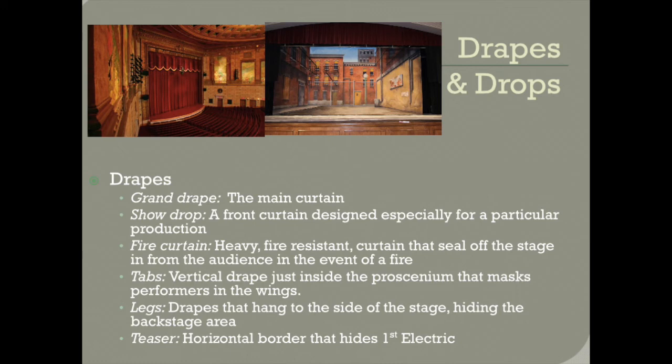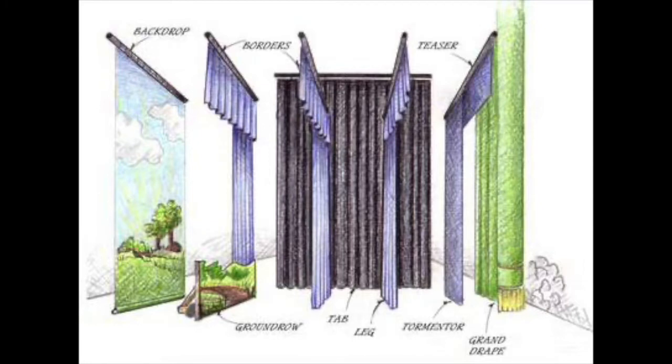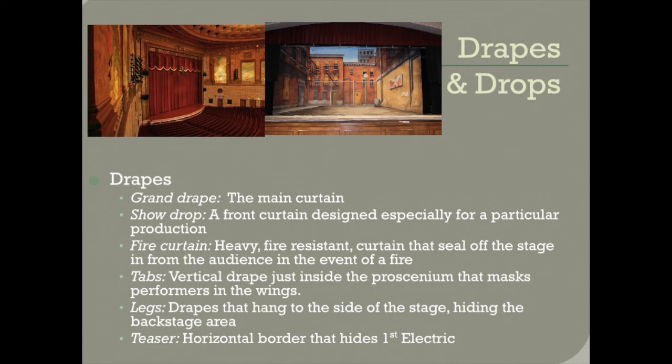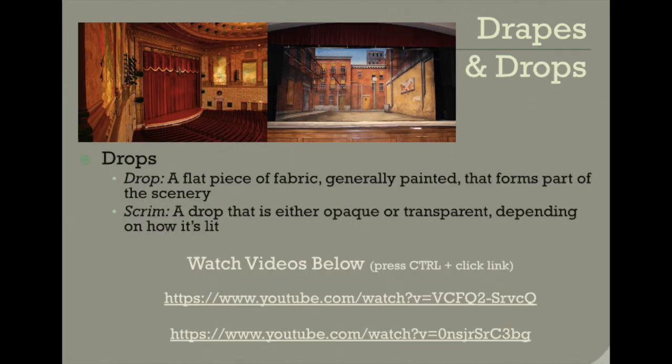Tabs are vertical drapes just inside the proscenium that mask the performers in the wings. Legs: drapes that hang to the side of the stage, hiding the backstage area, and teasers are the horizontal border that hides the first electric. Drops: a flat piece of fabric, generally painted, that forms a part of the scenery. A scrim: a drop that is either opaque or transparent, depending on how it is lit.